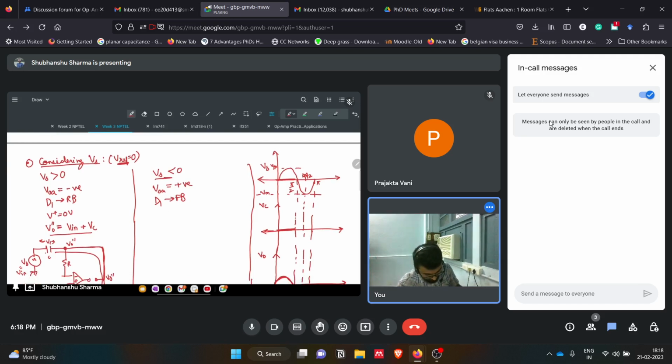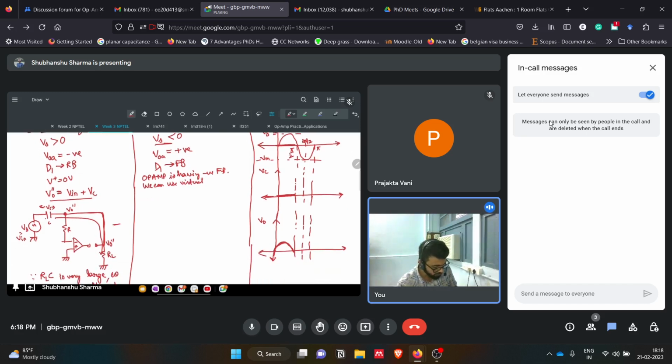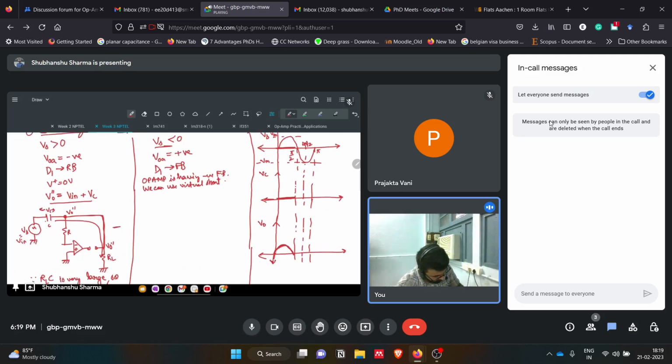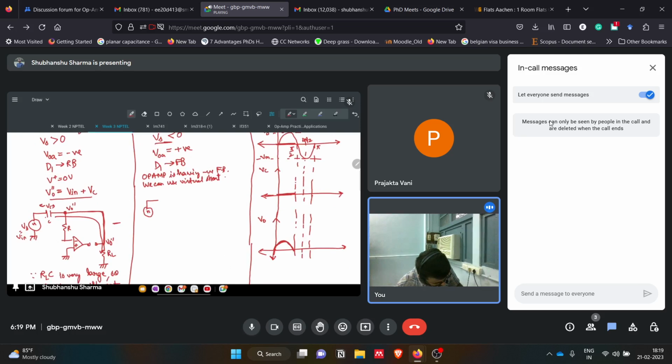Now, since D1 is forward biased, the op amp is having negative feedback. So here we can use the virtual short concept. In the earlier case, we could not use the virtual short concept because there was no feedback. But here we can use virtual short. So using that, what will happen? First, I'll make a circuit for you. So the circuit will look like this.